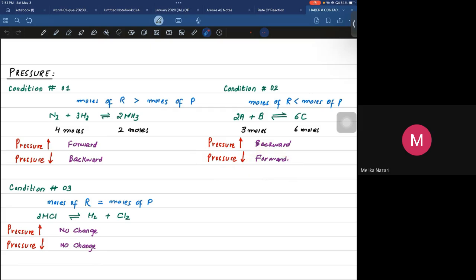What if we have the same number of moles? This is 2, this is 1 plus 1, 2. Same moles. So when you have the same moles, nothing will change. No change in equilibrium. It would remain at the same position as it was. So these are the conditions of equilibrium. If you are going to change them, the equilibrium will change accordingly.